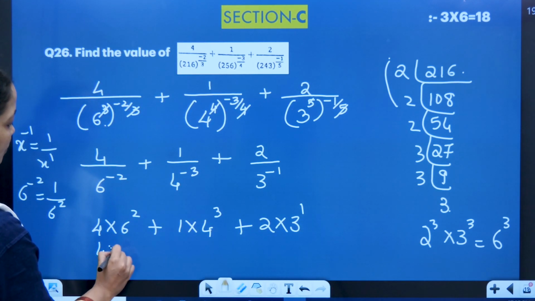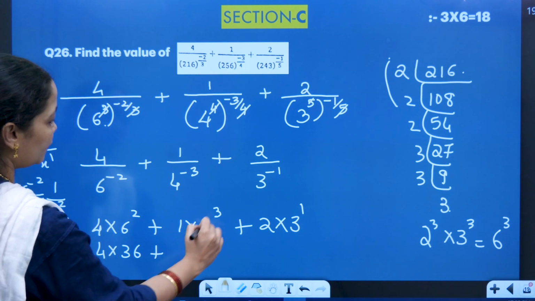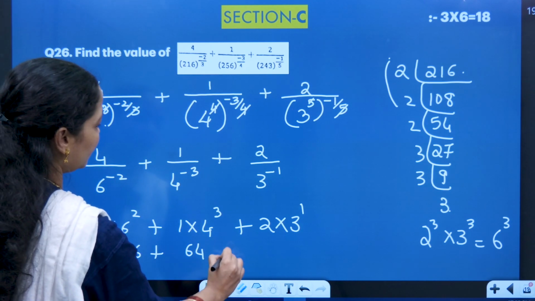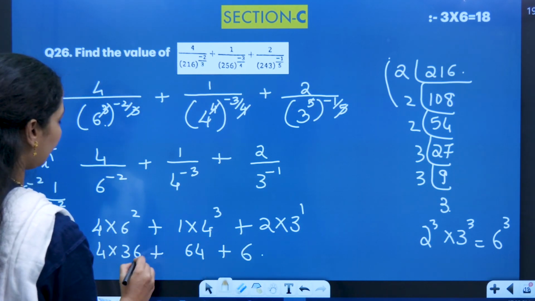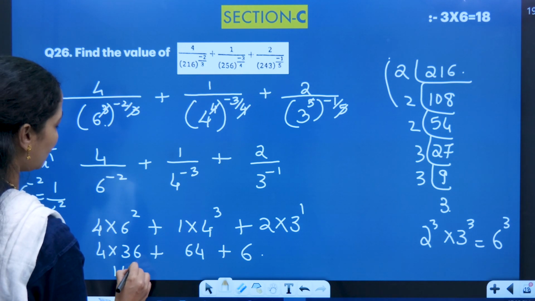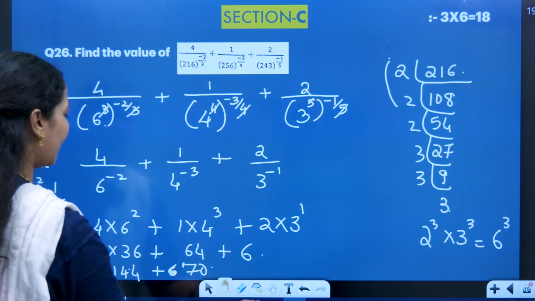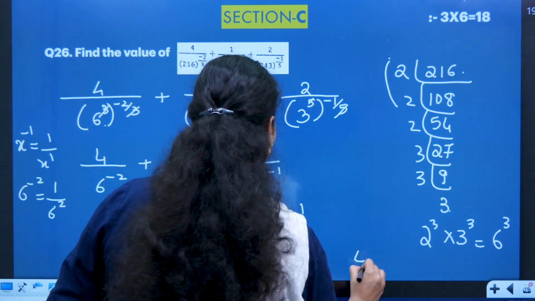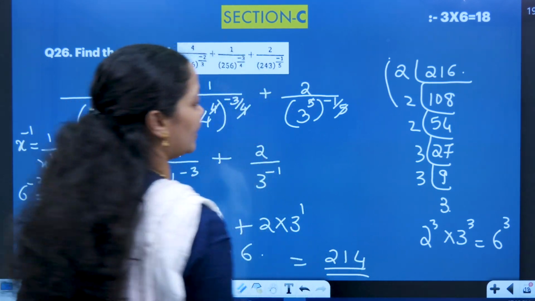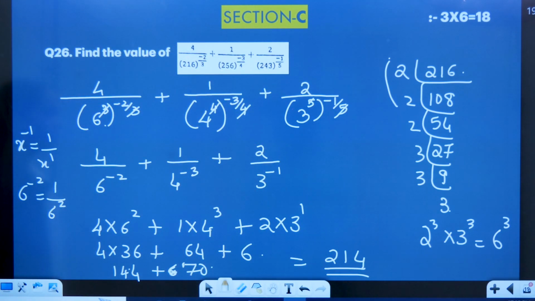Now 4 into 6 square is 36, 4 cube will be 64, and 2 3s is 6. This will be 144 plus 64 or plus 70, I'll write. So my final answer will be 214. 214 will be my final answer in this question.